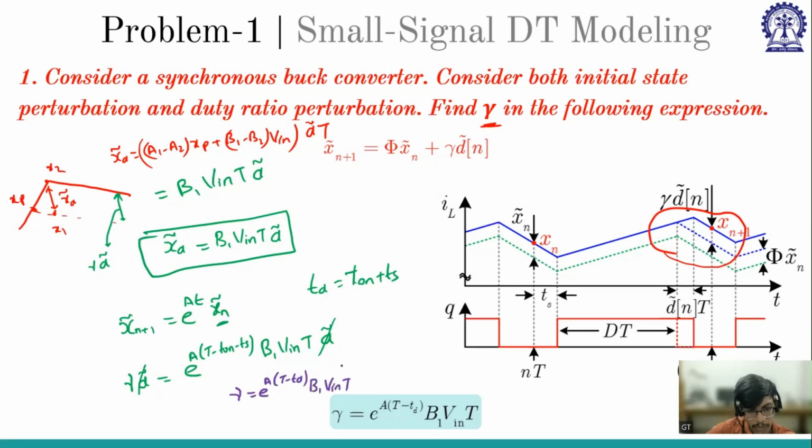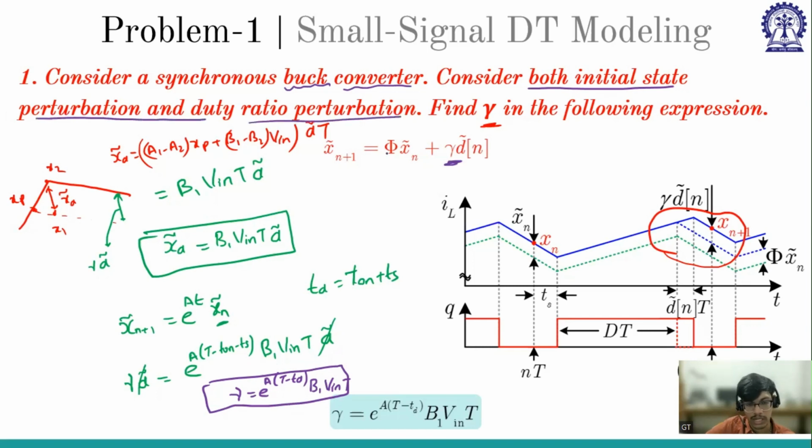So this is for the buck converter. I have mentioned both initial state and duty ratio perturbation, but I have only asked for gamma. I am not asking phi. So what is the gamma in the expression? This is my gamma. Is this question clear?